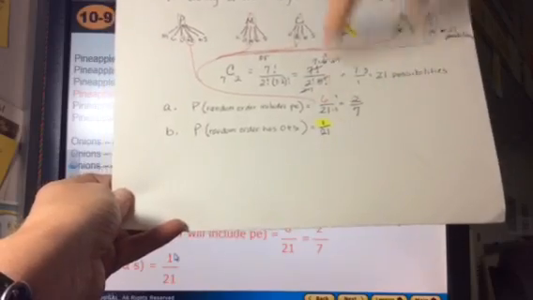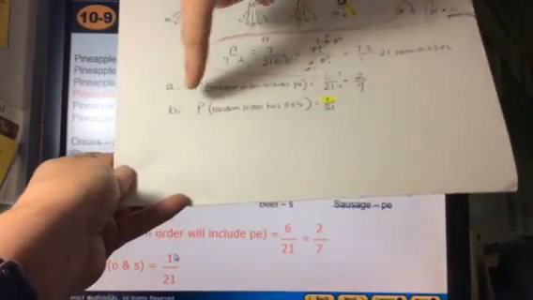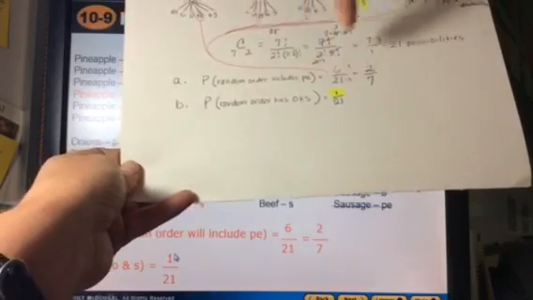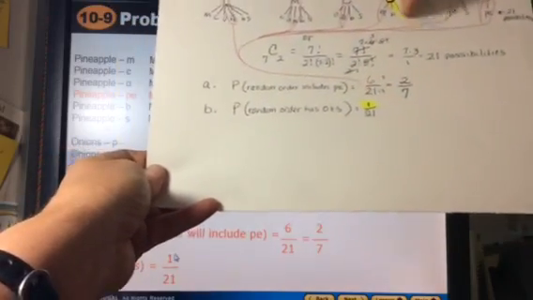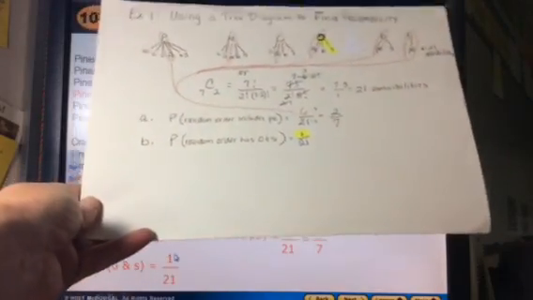So then that gives me 6 out of 21, and that's the same as doing the list, but I just think this is faster. And then the probability in random order that it has onion and sausage. Well, there's only one onion and sausage, and I highlighted that. So I think that's a lot easier way to do that problem.